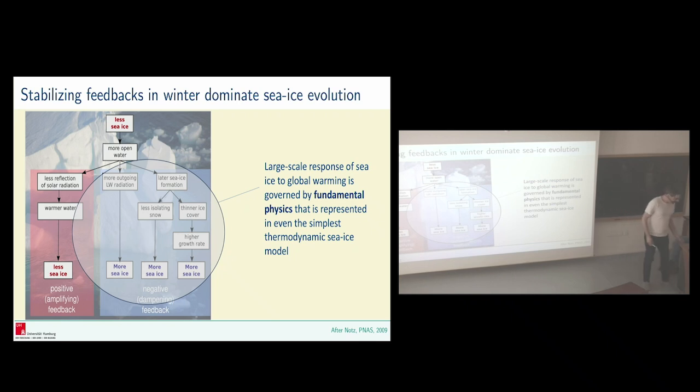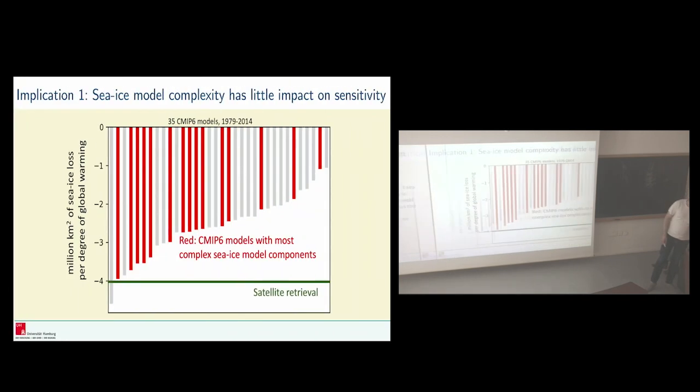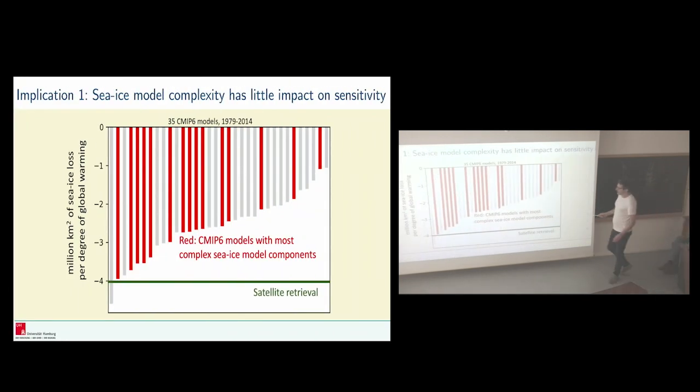And for me, that is, for example, a reason why the sensitivity of a global model to warming, when it comes to the sea ice, doesn't depend on the complexity of the sea ice model. So what is shown here as the green line is how much sea ice we've lost per degree of global warming in the observational record. There's only one model that loses more ice. All the other models lose less ice per degree of global warming.